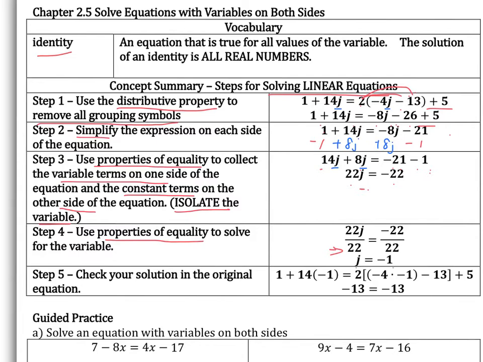And lastly, it would be wise of you to check your solution by plugging it in to your original equation. So this is your original equation, and I plug negative 1 into j, and I get negative 13 on both sides. So negative 1 is indeed my solution for this equation.